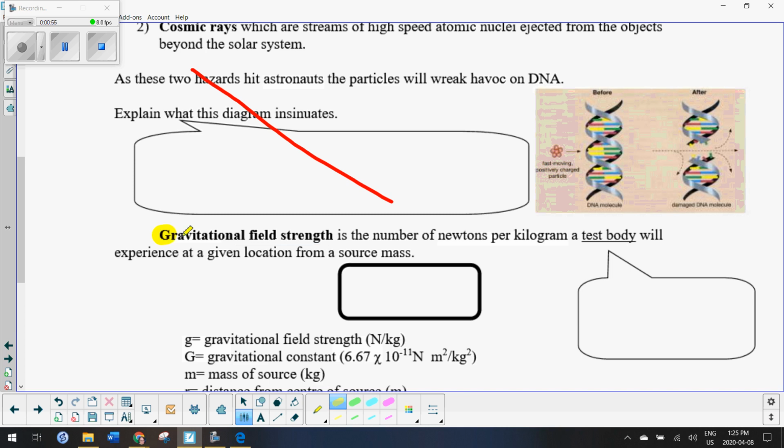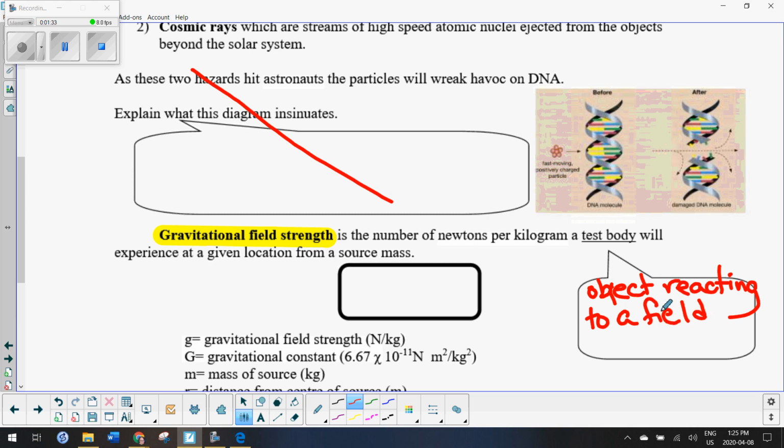Gravitational field strength is the number of newtons per kilogram that a test body will experience at a given location from the source mass. Before we talk about what that actually means, we need to discuss a test body. So what is a test body? If you watched the previous video, which you should have, about field lines, it explains what a test body is. A test body is an object reacting to a field, whether that be an electrical field, a magnetic field, or a gravitational field.